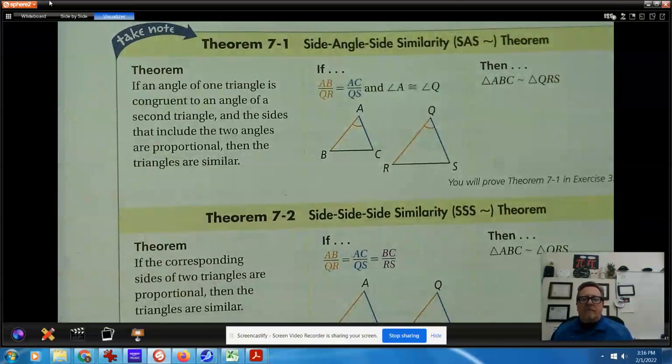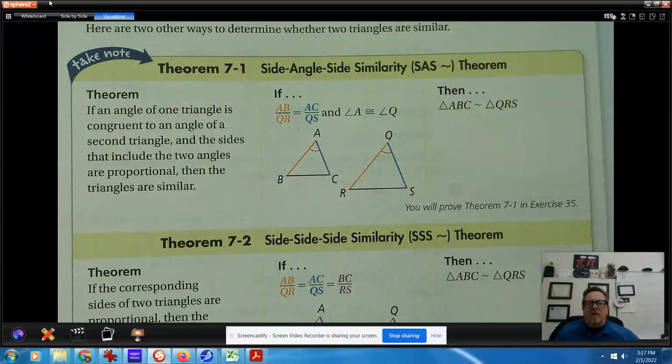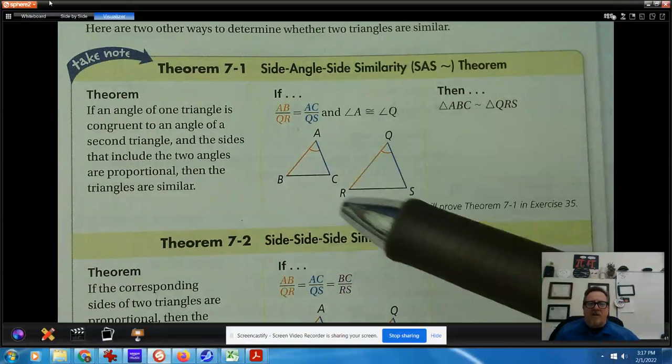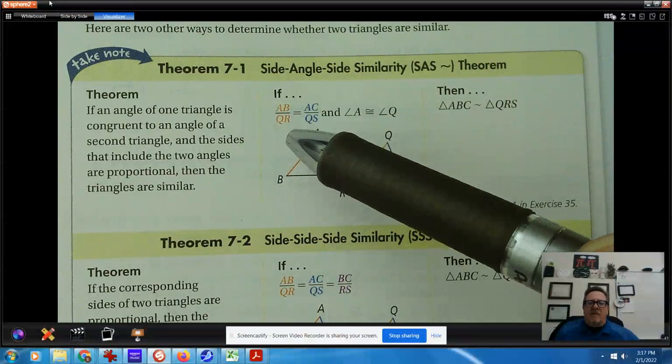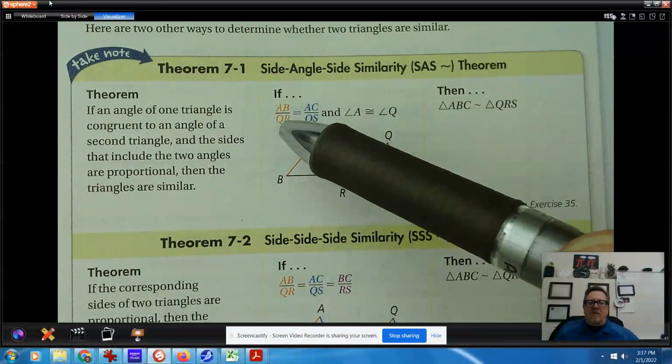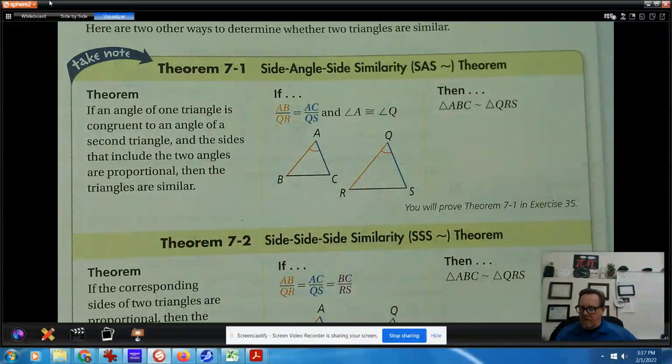Our second shortcut is the side angle side similarity theorem. Now we had side angle side as a congruency theorem, but this one is going to be the side angle side similarity theorem. And what do we need to know here? Well, we need to know that two sides are in the proportion that we're looking for. Remember the similarity ratio that we just talked about in the last lesson? Well, that similarity ratio is going to be the same for two of our sides in our triangle.